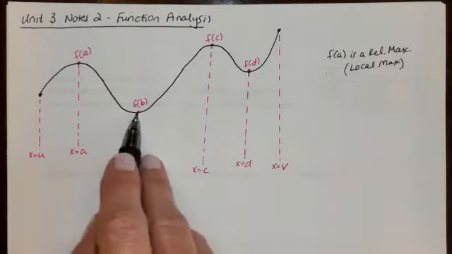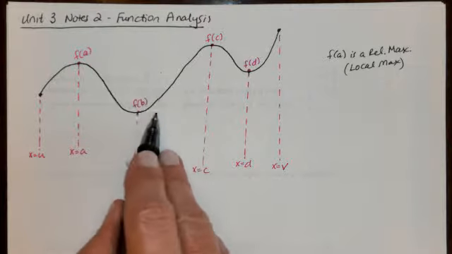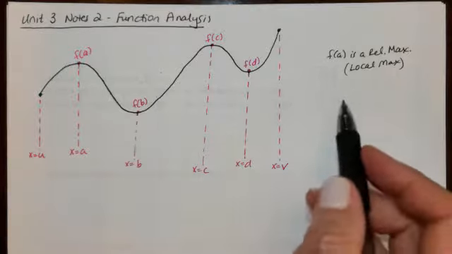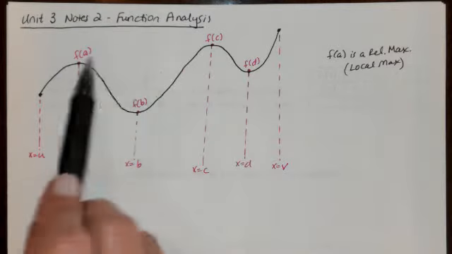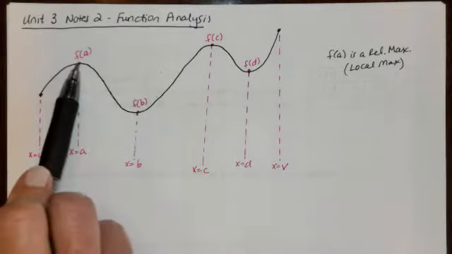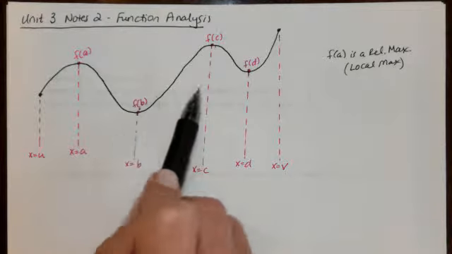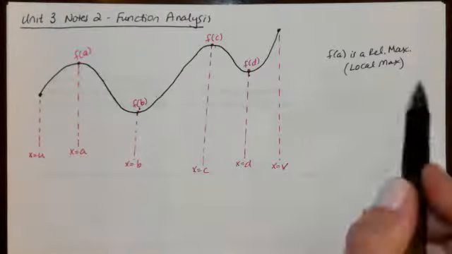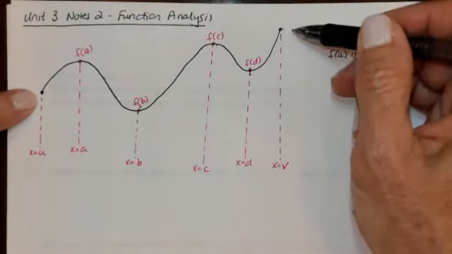If a y value is the lowest in some interval, then we call that a relative or a local minimum. So on this little graph that I sketched, f of a would be a relative max, f of c is a relative max, f of b is a relative min, f of d is also a relative min. A boundary cannot be a relative max or min. So you'll never include a boundary in a relative max or min.